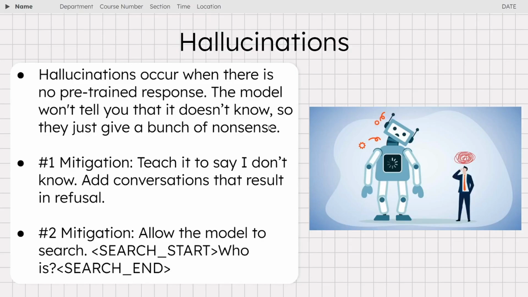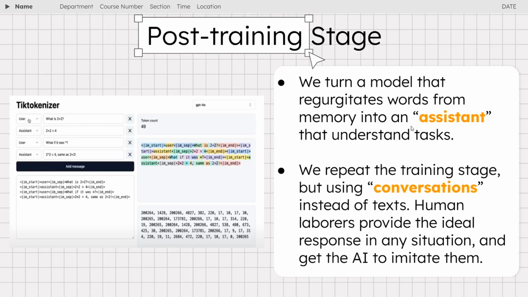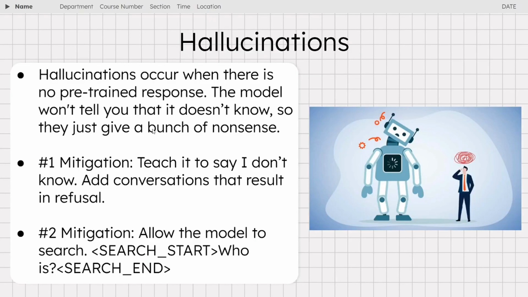So a hallucination is just a bunch of nonsense. If it doesn't know something, the LLM will just make it up. But assistants are different because they understand tasks. There are two ways the assistant can combat hallucination. The first form of mitigation is to teach it to say "I don't know" by adding conversations that result in refusal.